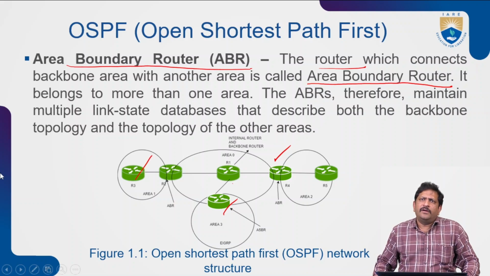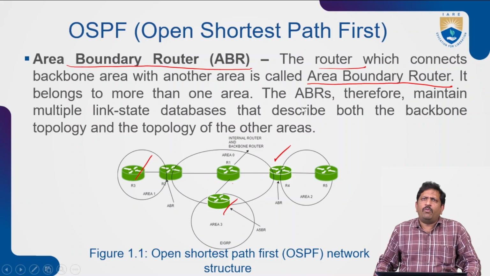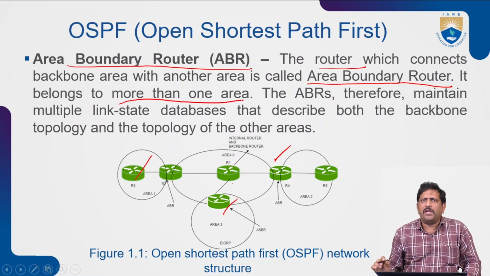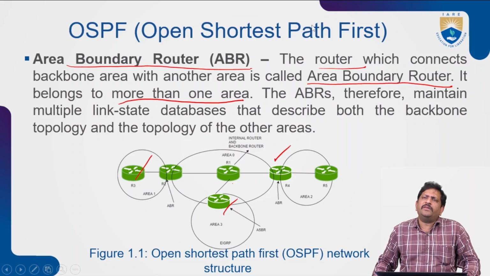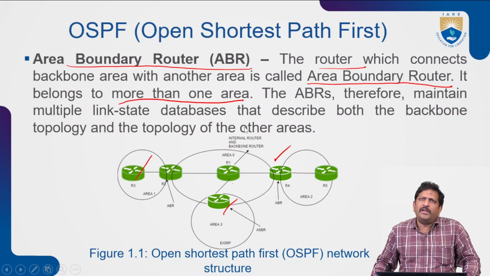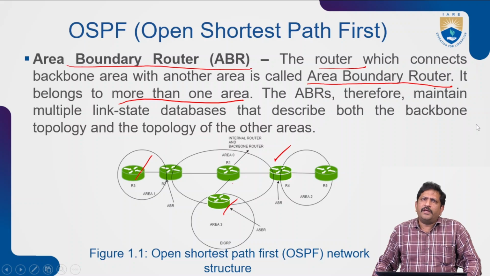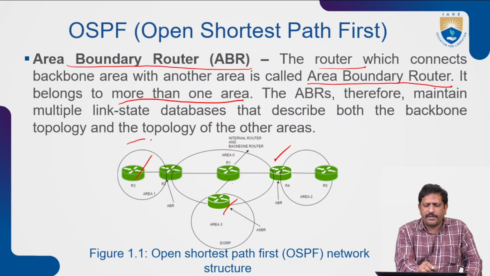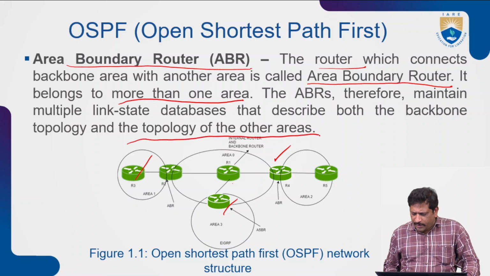So these types of routers we can call area boundary routers. They belong to more than one area, providing service to more than one area with the help of these ABR routers. They maintain multiple link state databases that describe both the topology of the backbone and the topology of the other areas.